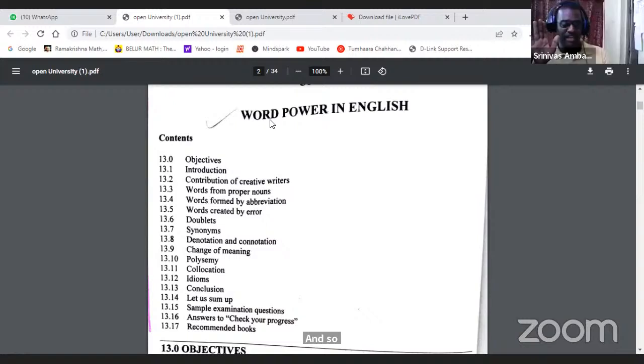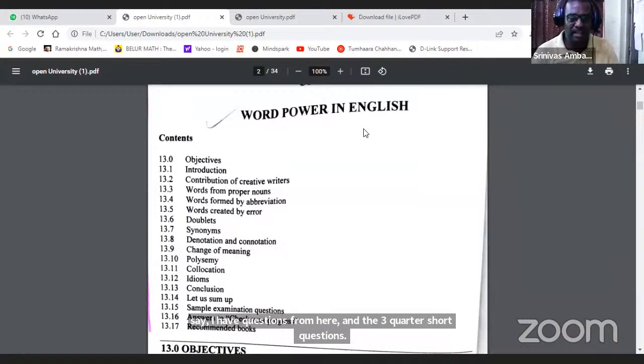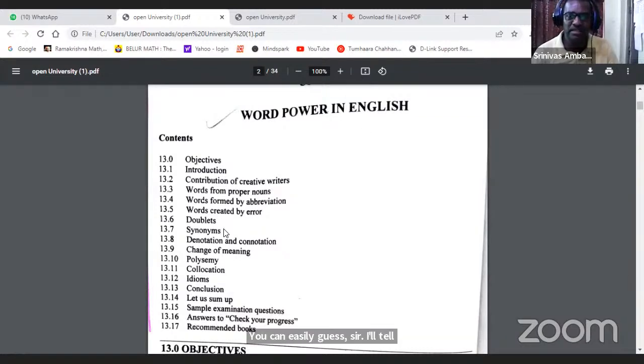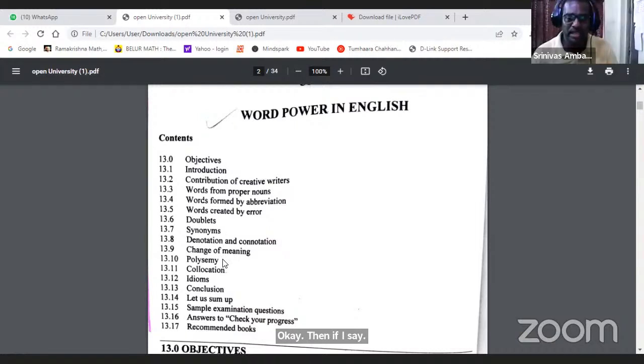So now you will have clarity. Unit 13 has ten topics. So definitely you will have one or two essay questions from here and three or four short questions. You can easily guess. For example, you may have a question on synonyms. Explain synonyms with few examples. So you have to define what a synonym is. Then if I say polysemy, explain polysemy, explain collocation, explain idioms, explain doublets. So for this, we need to check the definitions. So you are ready for the exam.